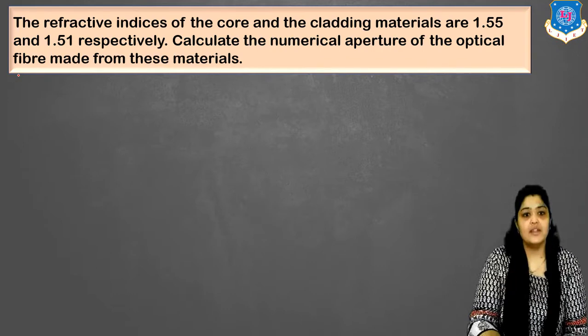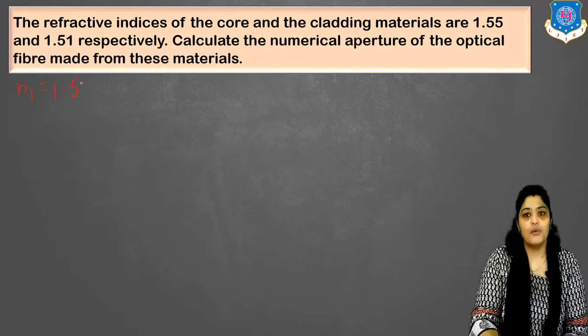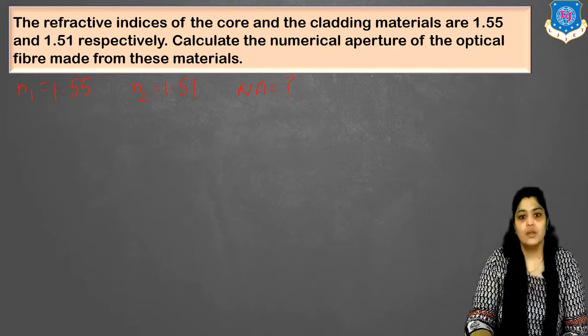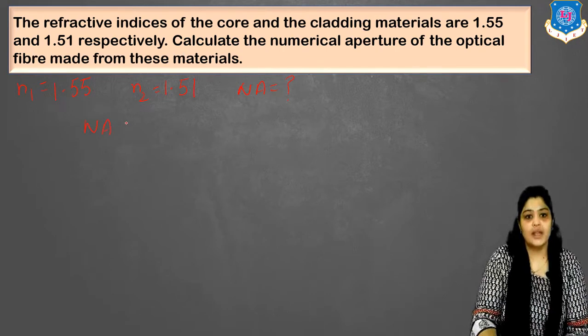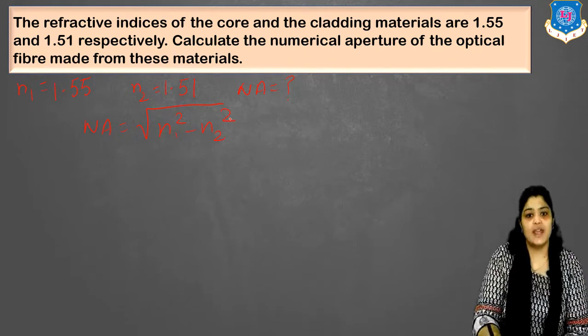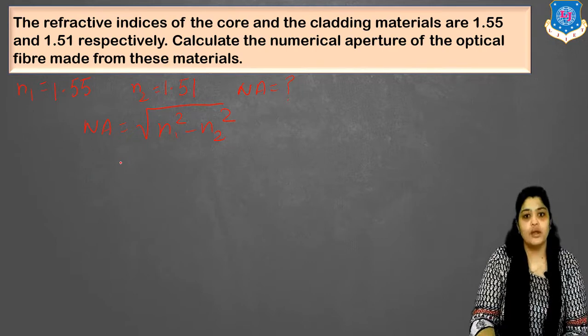So I have been given the value of N1. N1 is given as 1.55, N2 is given as 1.51, and I have to find out the numerical aperture of the fiber. We'll just write the formula of numerical aperture, that is under root of N1 square minus N2 square, where N1 is the refractive index of core and N2 is the refractive index of cladding.